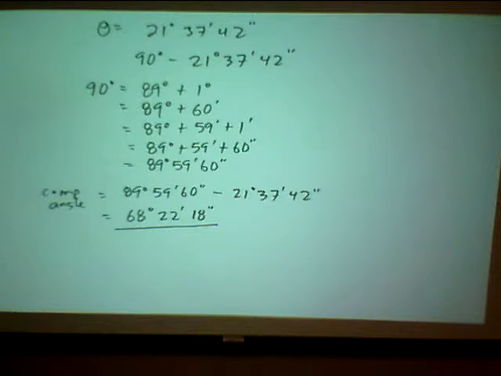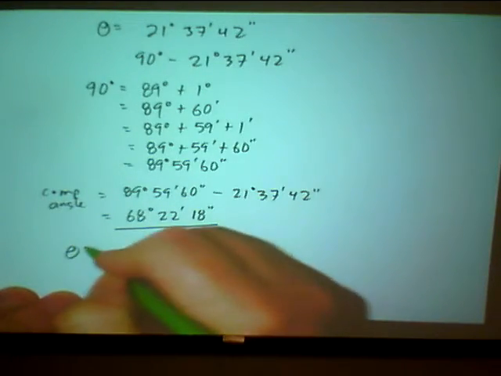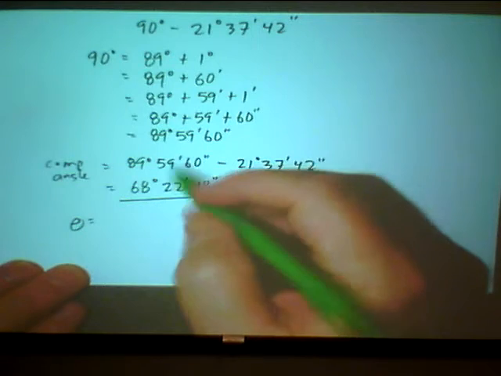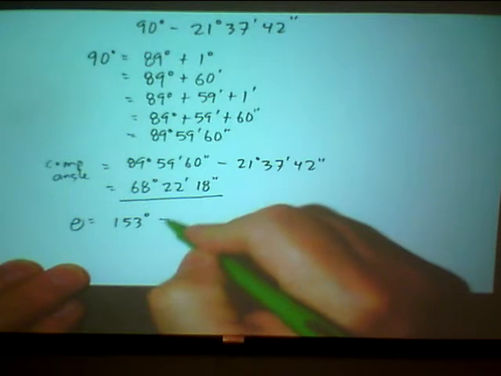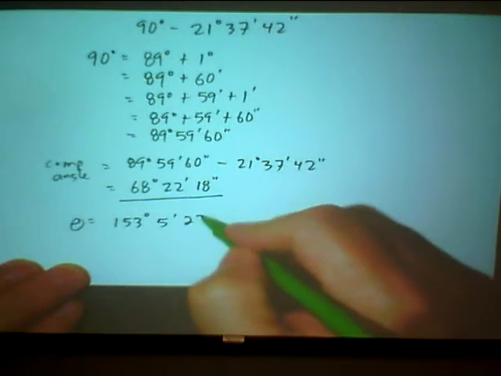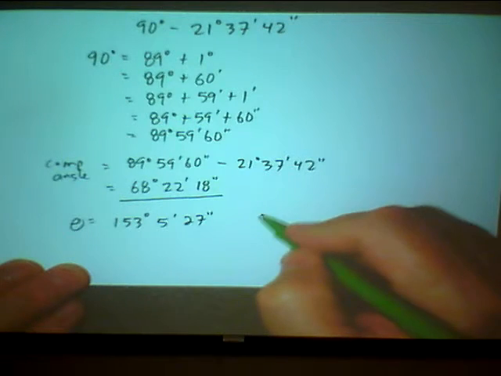Let's do one more quick example, and now I'm going to do an example of a supplementary angle. Supplementary is the same idea as complementary, except in supplementary angles, the two angles add up to equal 180. When you have complementary angles, those angles add up to 90. But now I'm going to have supplementary angles that add up to 180. So here's my initial angle. I'm going to use an angle of 153 degrees, 5 minutes, 27 seconds, and I want to find the supplementary angle.